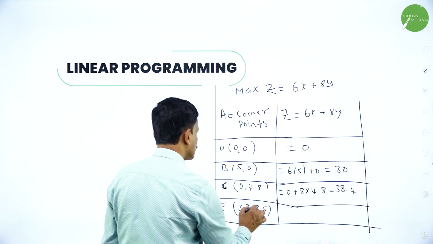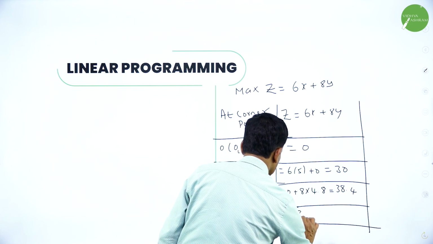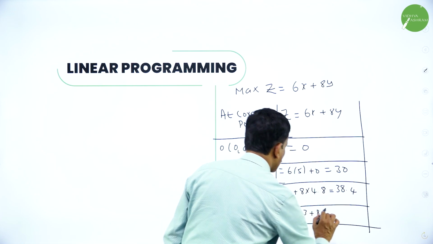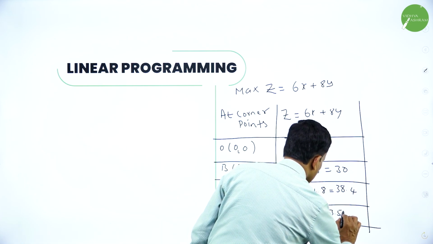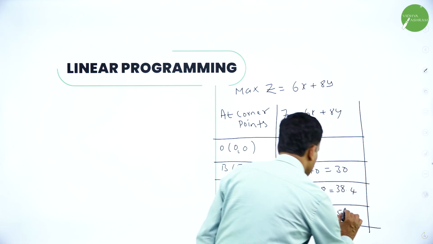And last, at 6 into 3.3 plus 8 into 3.5. What is this equal to? This is equal to 47.8.